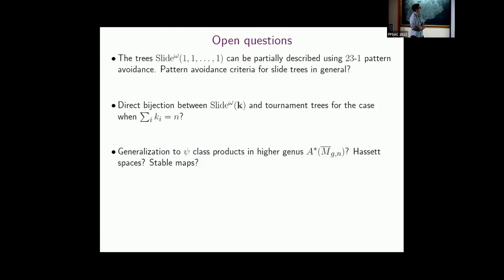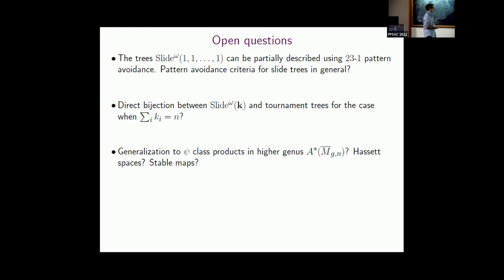And just to wrap up, we have some interesting connections to pattern avoidance, which I didn't mention during the talk. We can partially describe these slide trees in terms of 2,3-1 patterns. There's a subset of the slide trees that are counted by Bell numbers, but we don't really know how that could extend to slide trees in general. I think it would be really interesting to have a pattern avoidance criteria for more classes of slide trees. And this problem I already mentioned, can you find a bijection between slide trees and tournament trees?